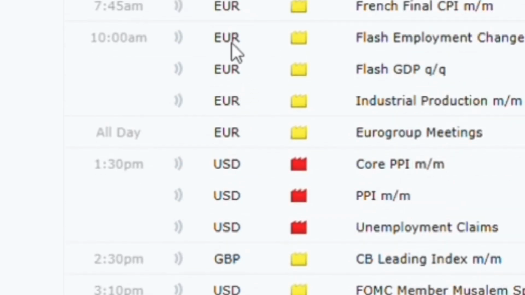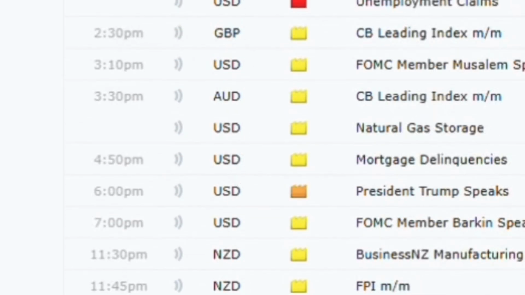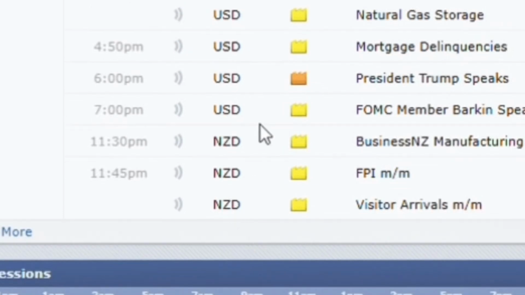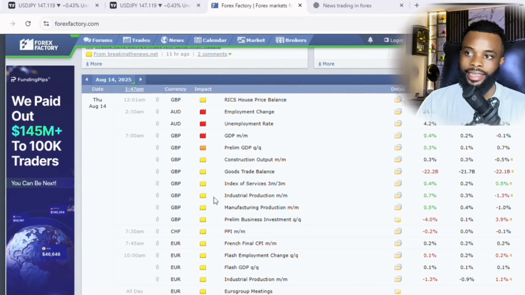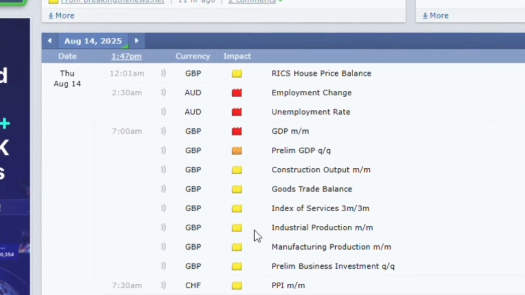Now, we are also going to see the USD, which is the abbreviation of the United States dollar. We're also going to see the NZD, which stands for New Zealand dollar. Look at the impact. We have different colors. We have the red, the yellow, and the darker yellow.